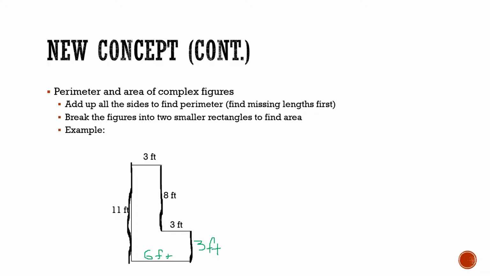Now that we know all of our side lengths, we just add them all up. So we've got 3, how many 3's do we have? We've got 3 3's. I'm sorry, I don't know why I'm multiplying. We're adding 3 plus 3 is 6, plus 3 is 9. Then we could add our 9 and our 11 is 20, plus 8 would be 28, plus that 6 would be 34. So the perimeter of this would be 34 feet.